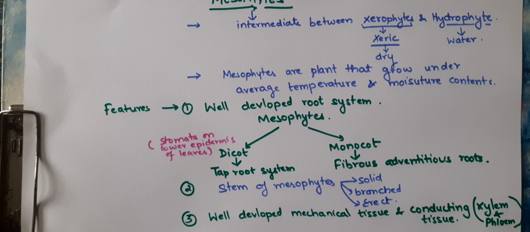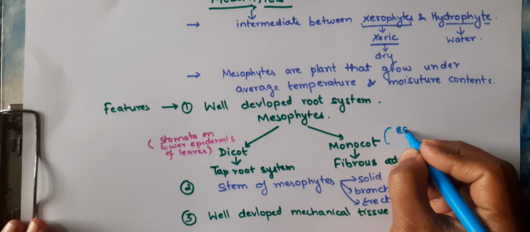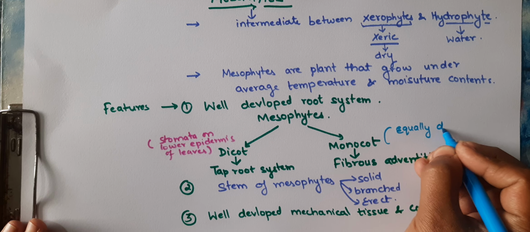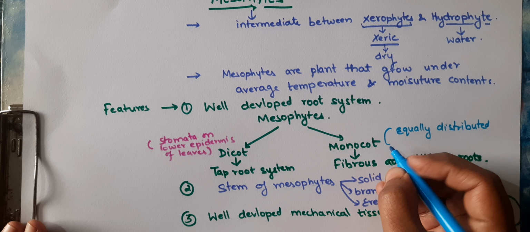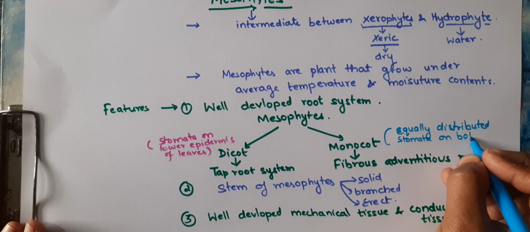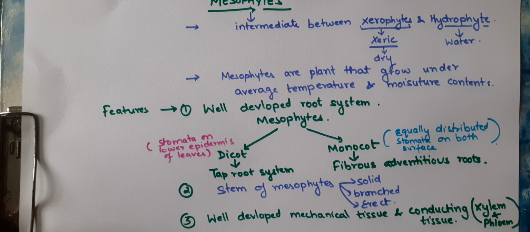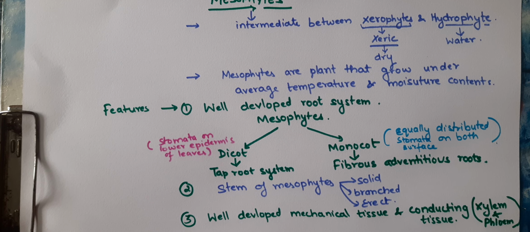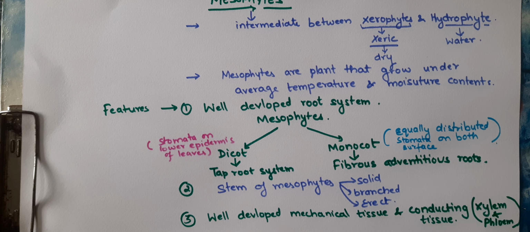Whereas in the monocots, the stomata are equally distributed on both surfaces, okay. The upper and lower sides of both the surfaces of the leaf will have equally distributed stomata. And also the maximum capacity of guard cells is observed so that the plant can perform efficiently, okay. So this is all in this video covering the mesophyte.